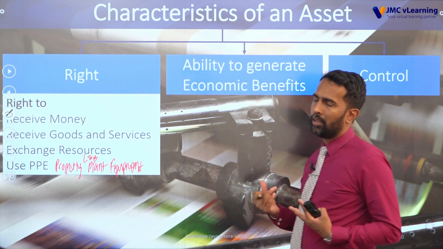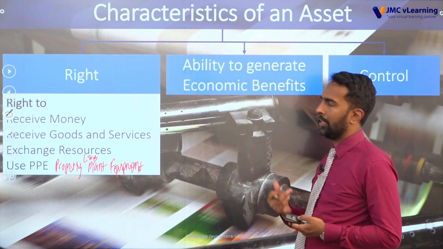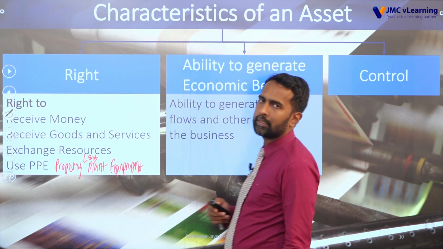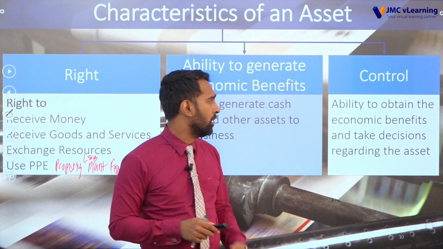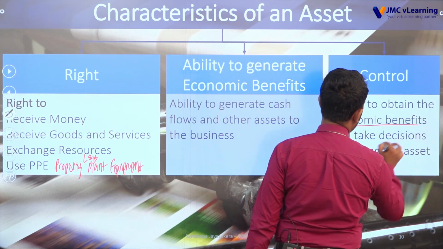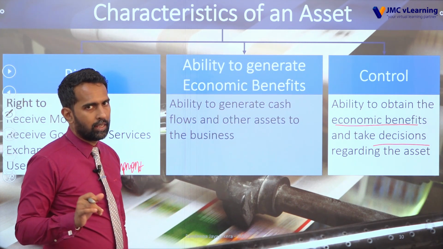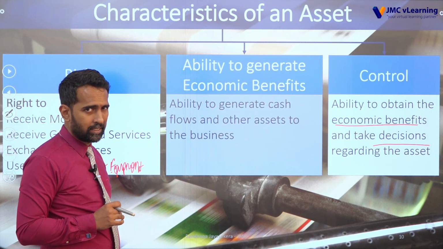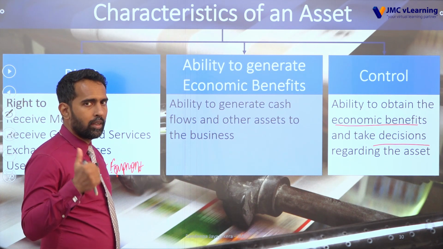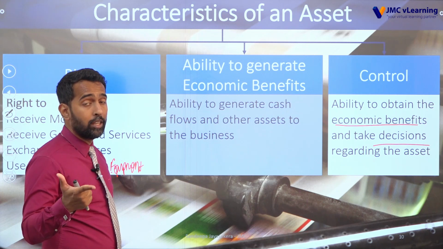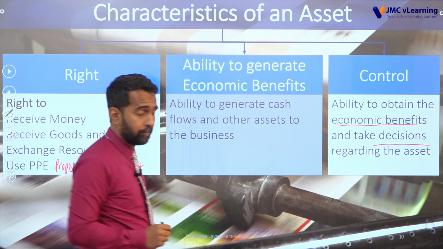Right to receive money, right to receive goods and services, like that. Ability to generate cash flows and other assets. I have explained the control. Ability to obtain economic benefits and the decisions. Clear? These are the three characteristics of an asset. Right, economic benefits, control. You should be owning it legally or on a leasehold basis.